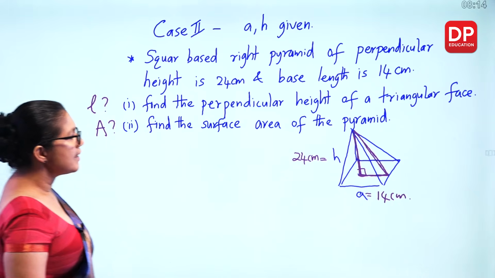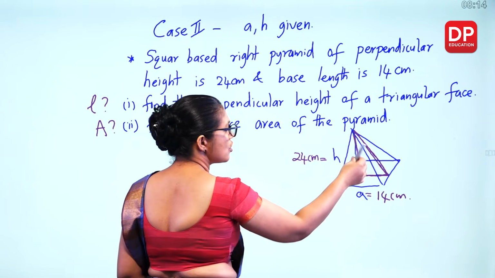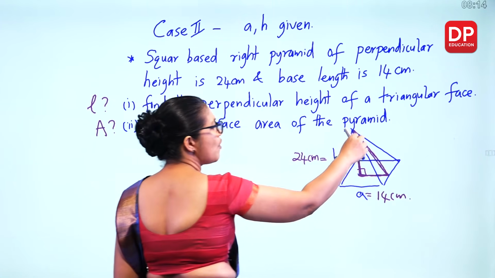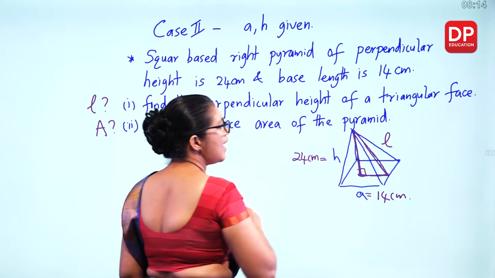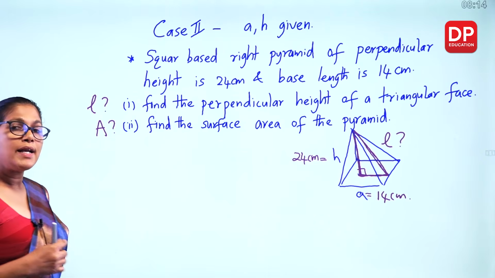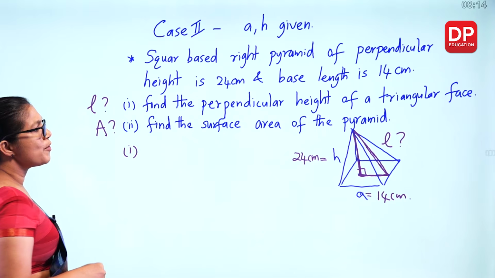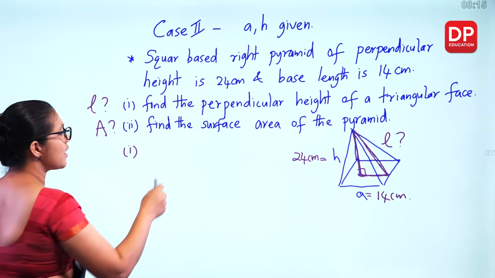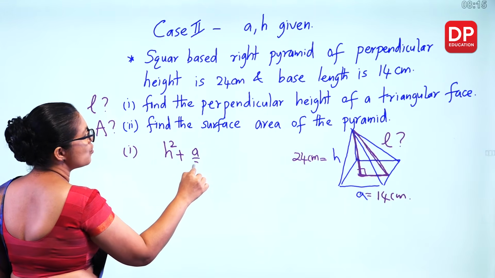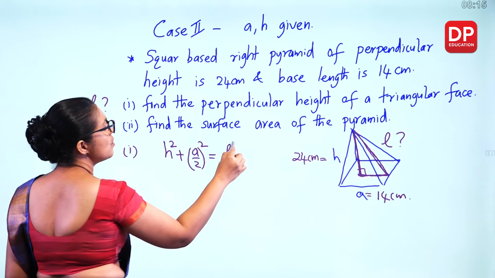Now we'll look at this diagram. When you look at this diagram, this is H, this is A over 2, half of A. And what about this one? This is L. So we need to find out the length of the perpendicular height of the triangular face. So we'll try to use the formula. When you use Pythagoras theorem, you can write down H squared plus A over 2 squared, because this is half of A, is equal to L squared.